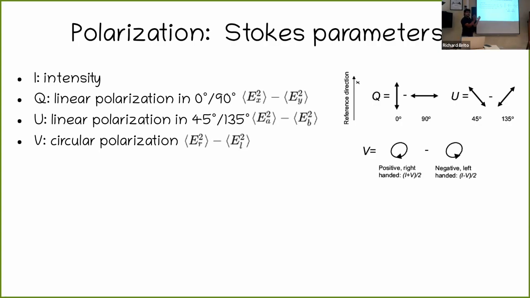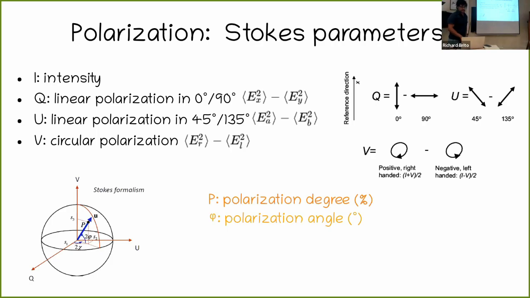If you rotate that plane 45 degrees and you do the same, you compare your polarization state 45 degrees to 135 degrees, you have U polarization, and those two are linear polarized. This describes the linear polarization of the light. And then the V describes the circular polarization. Basically, you compare right-handed to left-handed polarization states. Okay. Then you can also have the polarization degree and the polarization angle.